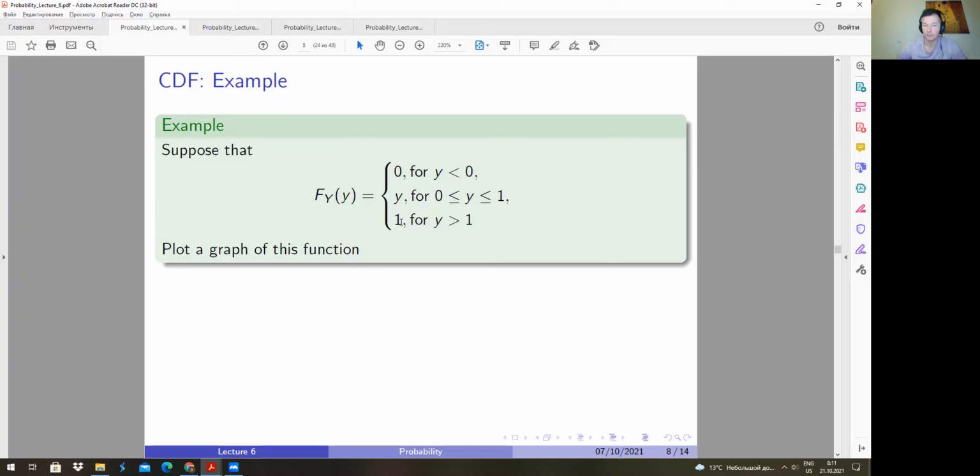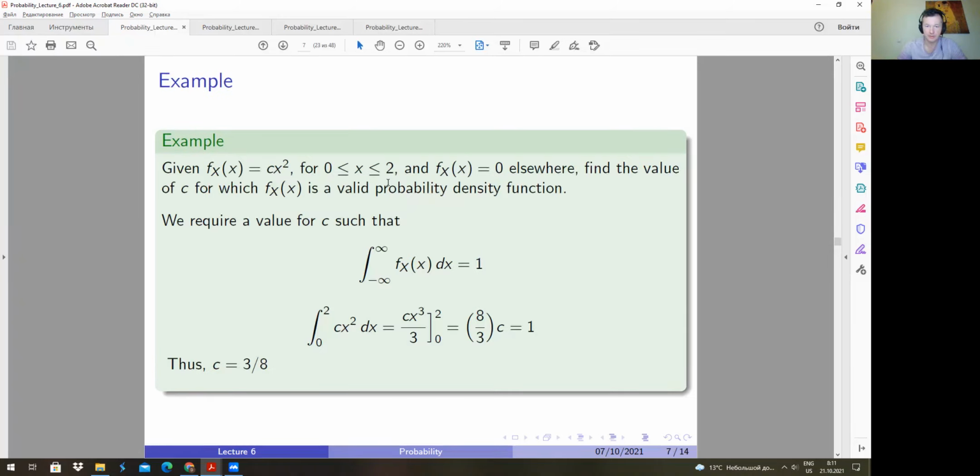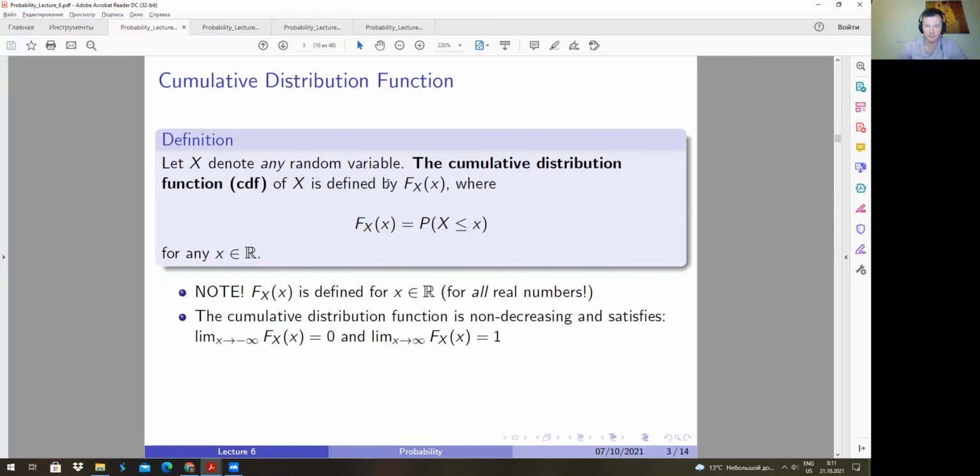So why these two things? Because it's a probability. Probability cannot be less than 0. Probability cannot be greater than 1. This is the first thing. So this 0 and this 1 are not here by chance. They are here by rule. The second thing is that the CDF must be a non-decreasing function. So it must be either constant or increasing, right? So it cannot go down.